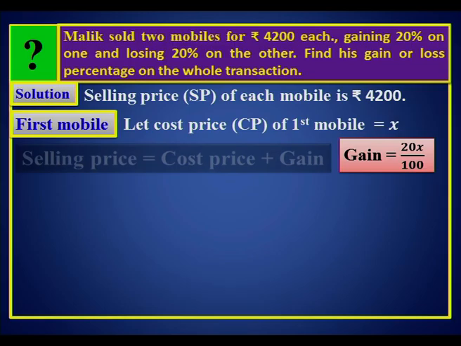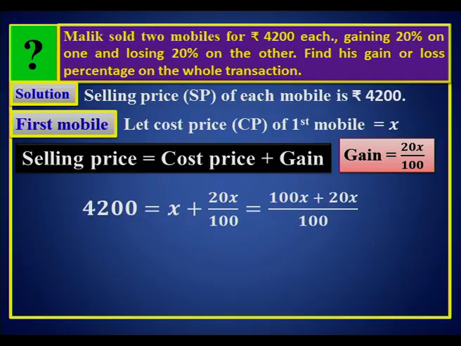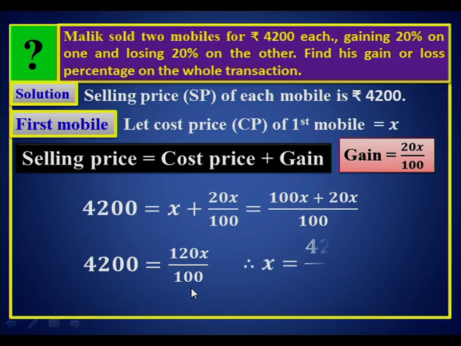Now, we will find out the selling price of this first mobile. So, selling price is 4,200 and cost price is x and gain is 20x by 100. So, on adding cost price and gain, we get the selling price. So, taking LCM to this part, that is x plus 20x by 100, we get 100x plus 20x by 100. Now, this on simplification we get 4200 is equal to 120x by 100. Now, what is the value of x, children? Yes, it is 4200 into 100 divided by 120.